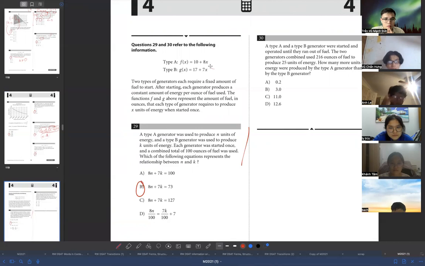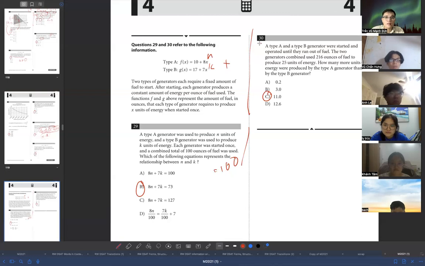Wait, relationship between n and k. All right, so you just plug n in here and k in here, and you add them in, and they equal to 100. So you just concatenate, and you just have B, right? 30 is C.